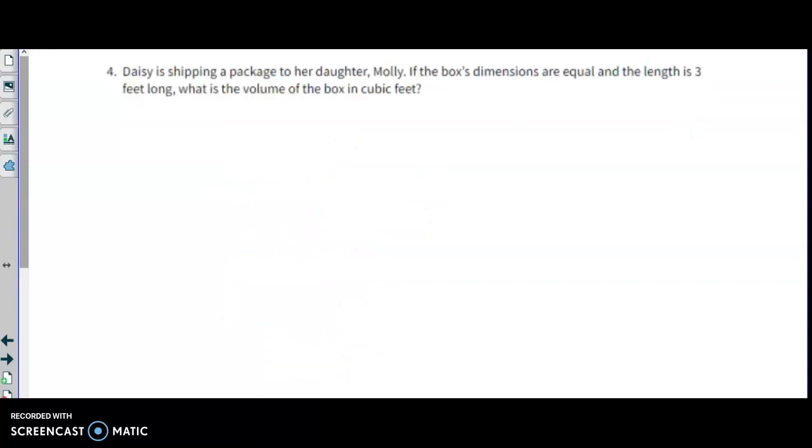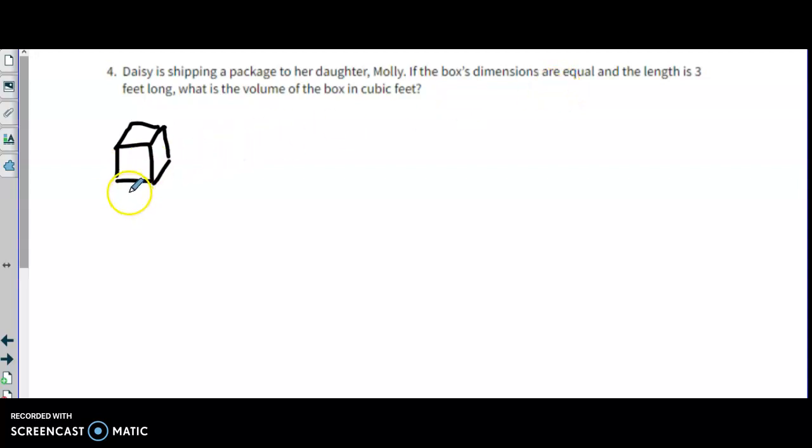And then the last one. Daisy is shipping a package to her daughter Molly. If the box's dimensions are equal and the length is 3 feet long, what is the volume of the box in cubic feet? All right, so we have a box. I'm terrible at drawing cubes, but there we go. We have a cube. We have a box. And it says the box's dimensions are equal.